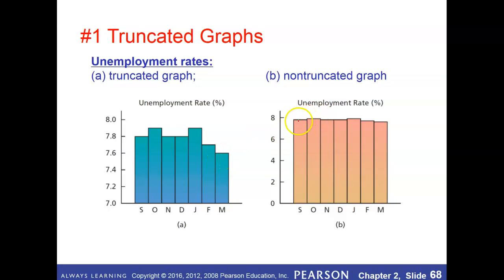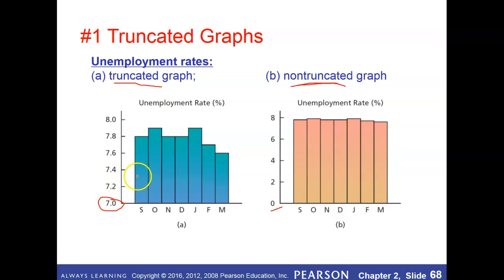Same information over here. This is called a truncated graph on the left. It's a non-truncated graph on the right because it starts at 0. And so it's the same information, but man, it looks a lot like nothing's happening. It's all staying the same on the right. But on the left, it doesn't start at 0. It's truncated if it doesn't start at 0.